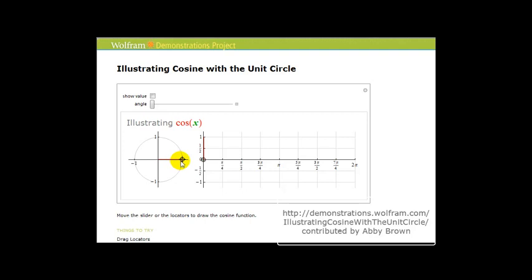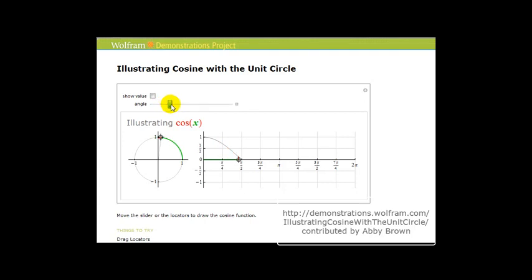So at 0 degrees, this is the point 1, 0. So cosine 0 degrees is equal to 1, so we're plotting this point right here. So we start to rotate counterclockwise around the unit circle. We can see that the x-coordinate of this point represents the value of the cosine for any specific angle on the right.